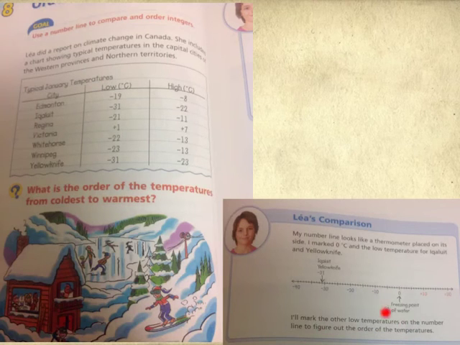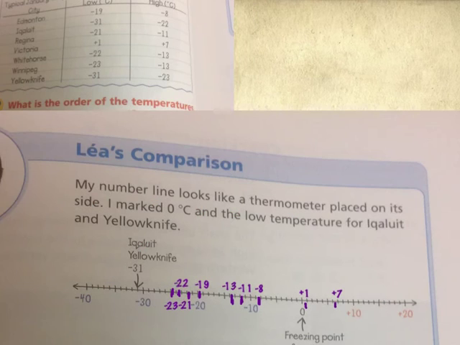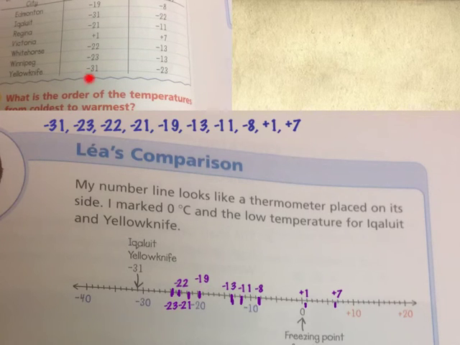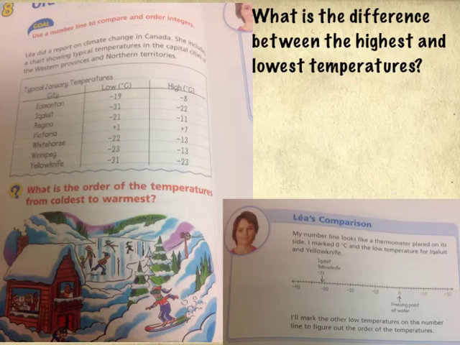She marked 0, which is freezing. And the lowest temperature on my whole list is -31 in Yellowknife and Iqaluit. And so she marked that. And then she's going to mark the other temperatures on her list, and that will give her the order of the temperatures. So her finished list would look like this. So that's what my list would look like, and then when I put them in order, there's my list. And you can see it's much easier to do that when I put it in order on a number line than when I just try to look at the chart.